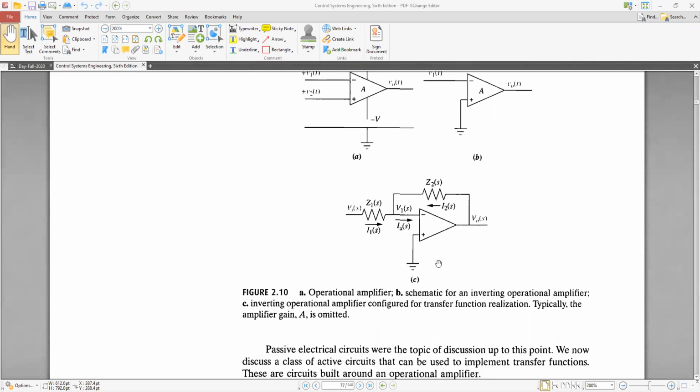See, that is the inverting operational amplifier. Here the positive line would be connected to the ground and the negative would be connected with the voltages. See Z1 and Z2. This is the current I1, that is the amplifier current, and this is the I2. That is V0, Vi, the input, this one V1.